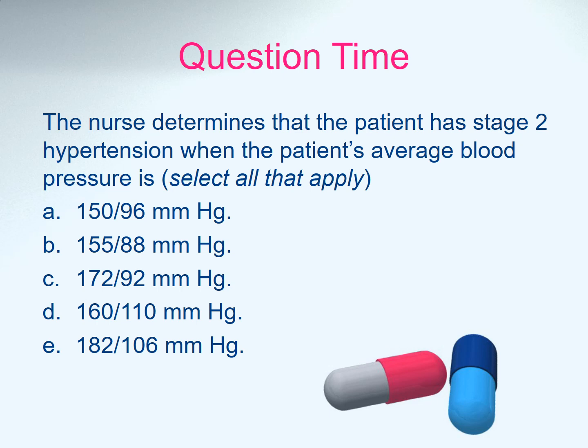The nurse determines that the patient has stage 2 hypertension when the patient's average blood pressure is 150/96, 155/88, 172/92, 160/110, or 182/106. And the answer is, and because it's a select all that apply, it's C, D, and E. Stage 2 hypertension is diagnosed when systolic blood pressure is greater than or equal to 160, or diastolic blood pressure is greater than or equal to 100.